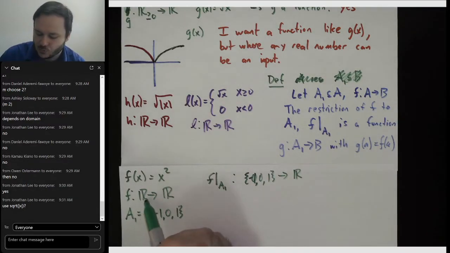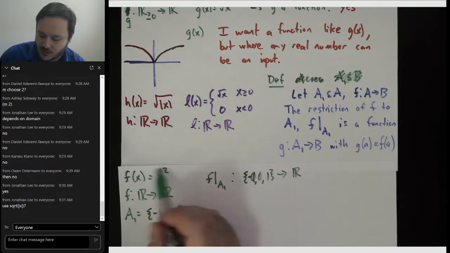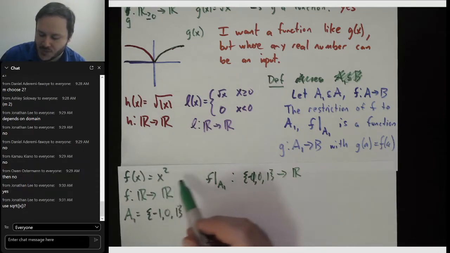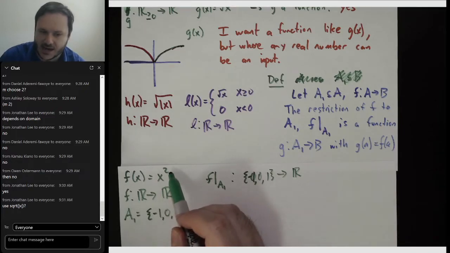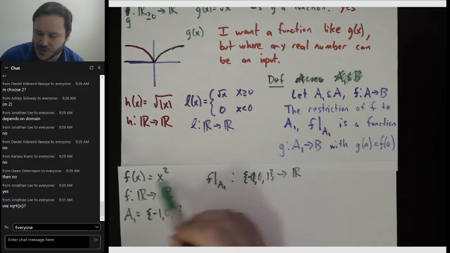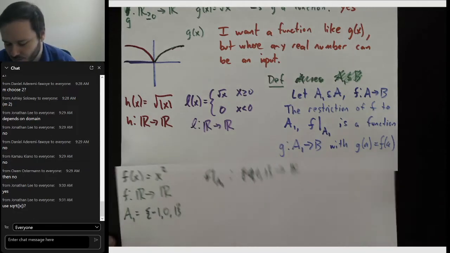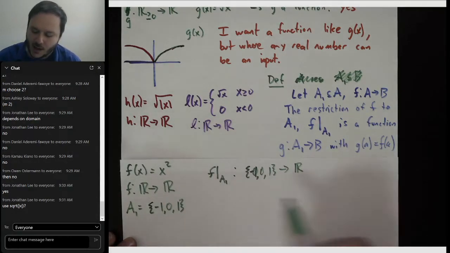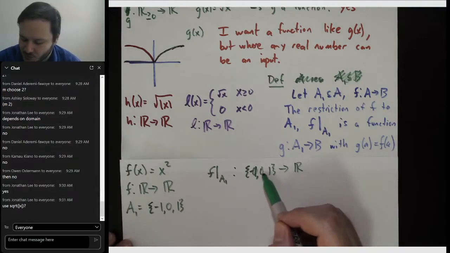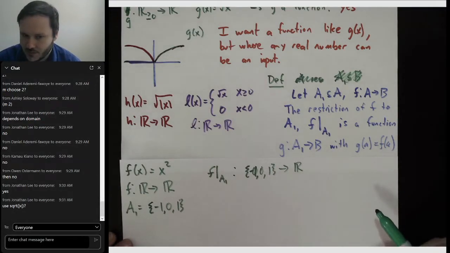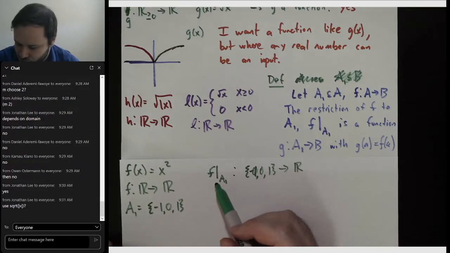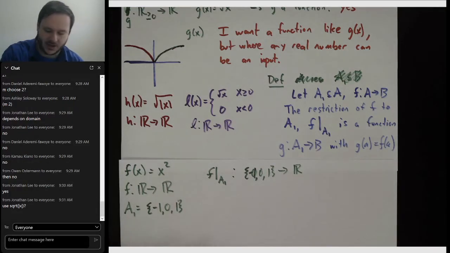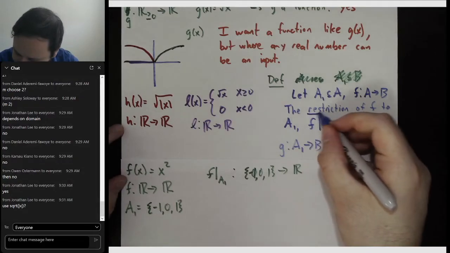So the range of f is all non-negative numbers, right? You can get any number. If you take a real number, you can square it, you can get any non-negative number. But here the range is only 0 or 1. I'm only allowed to input -1, 0, or 1. So this is a restriction. Underline my word I'm defining.